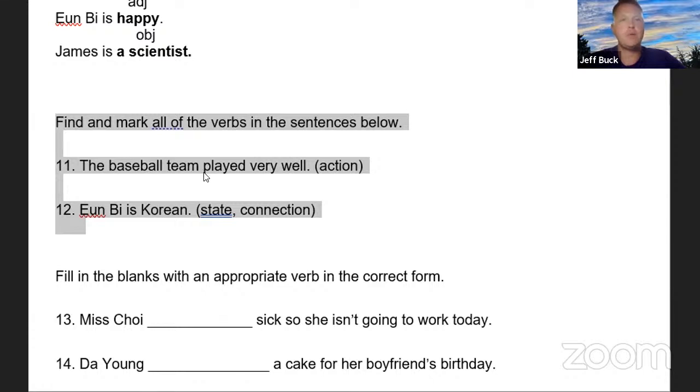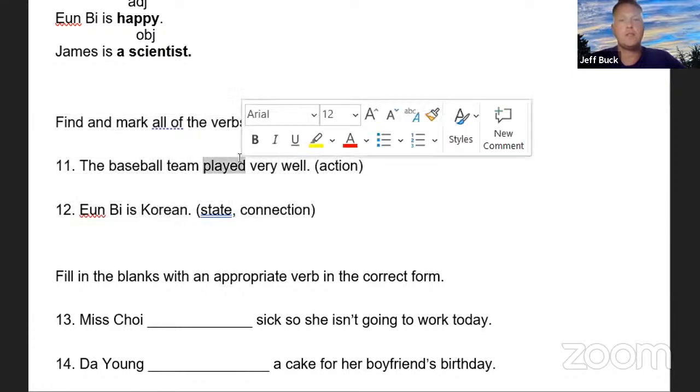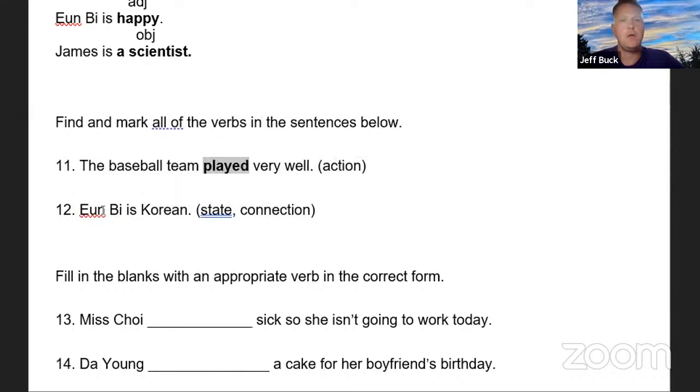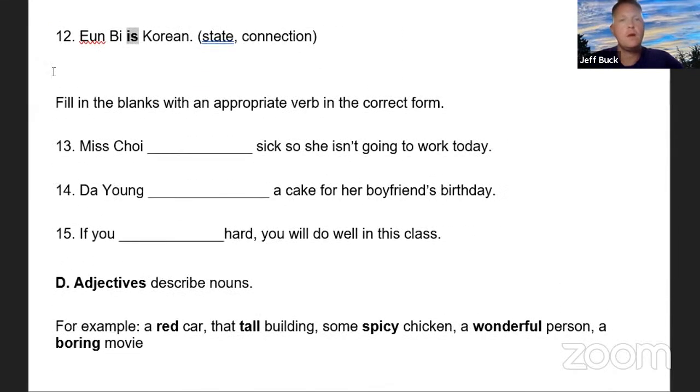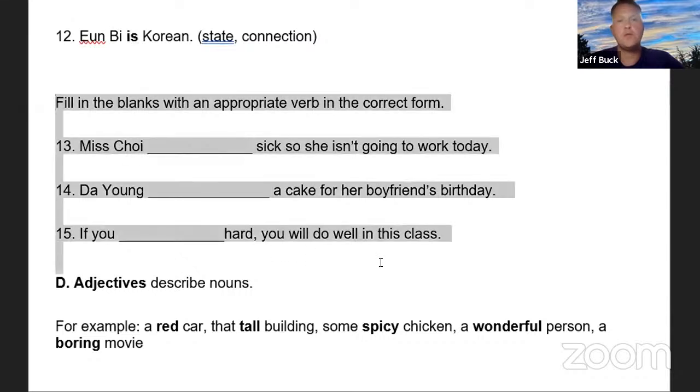11, the baseball team played very well. So "played" is an action verb, and Unbi is Korean. "Be" is a linking verb. It tells you about, or "Korean" tells you about Unbi. Okay, 13 through 15, fill in the blanks with an appropriate verb in the correct form.